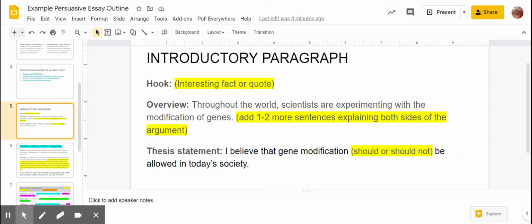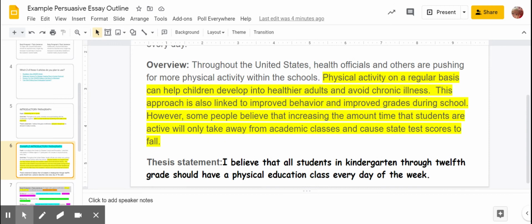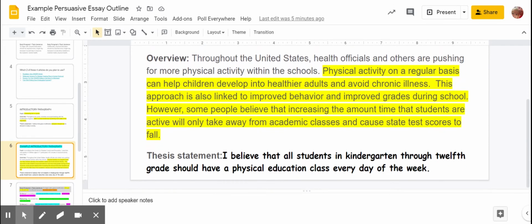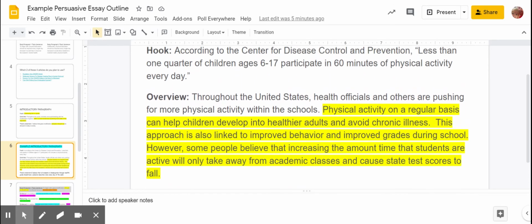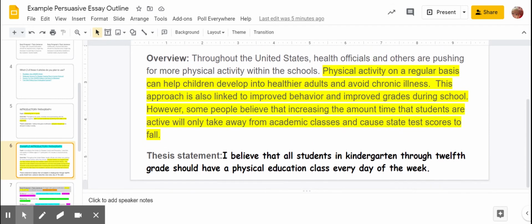And then last but not least is your thesis statement. Now, you've already done your thesis statement. This is the I believe that gene modification either should or should not be allowed in today's society. So once again, I repeated my thesis statement here. I believe that all students in kindergarten through 12th grade should have a physical education class every day of the week. And that right there is your introductory paragraph. Hook, you've got your overview, and you've got your thesis statement.